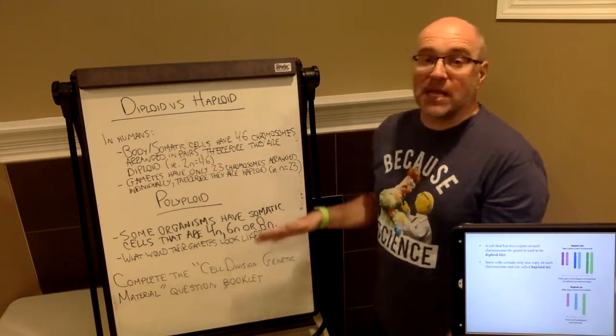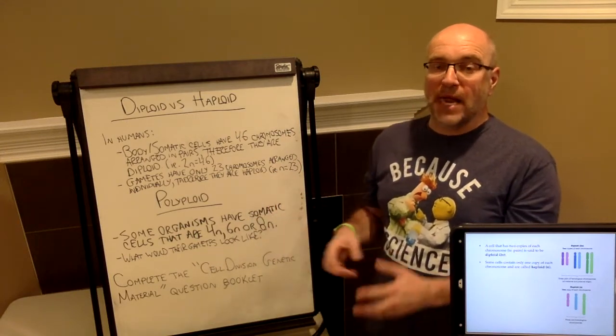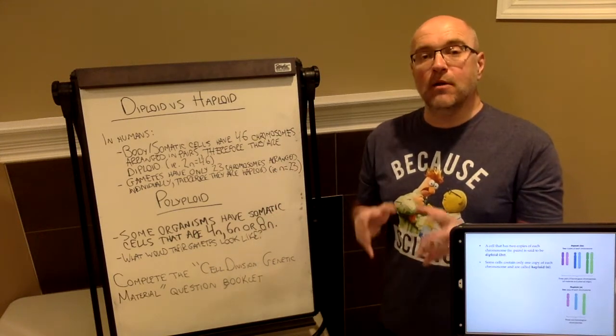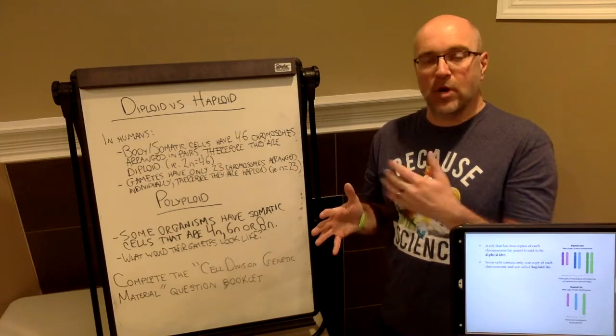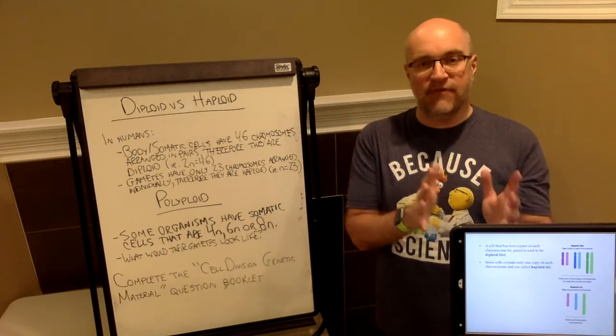So gametes are not diploid. Gametes are haploid because they are arranged into a single set of 23 chromosomes. They are 23 chromosomes arranged in a single configuration.